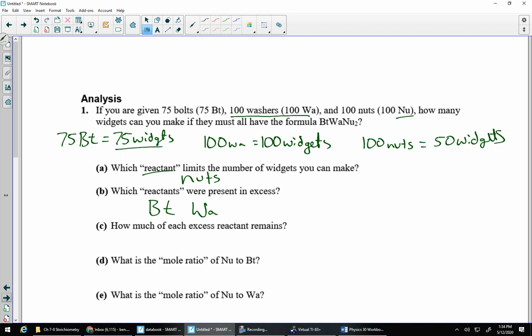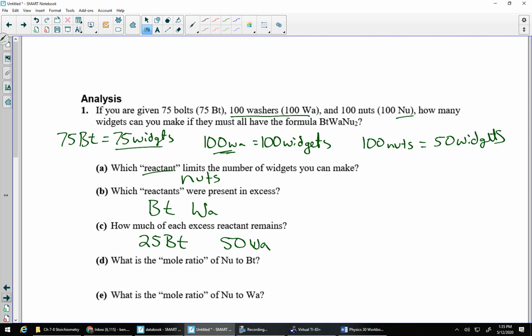That means you're going to have 25 bolts left over. And let's see, I think you're going to have 50. So you've used up 50 of the washers. You're going to have 50 washers left over.